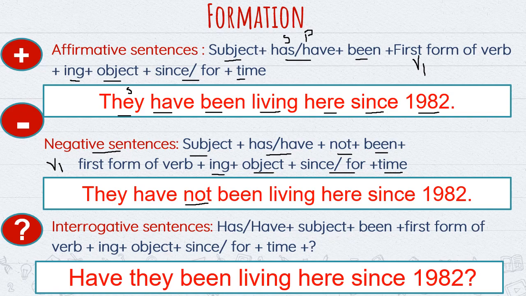Now the formation for interrogative sentences is has or have plus subject plus been plus first form of verb, or we can say V1, plus ing plus object plus since or for plus time, and at last question mark. For example, have they been living here since 1982? Clear?